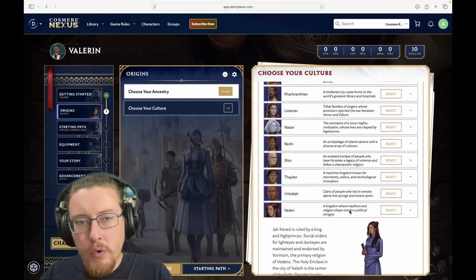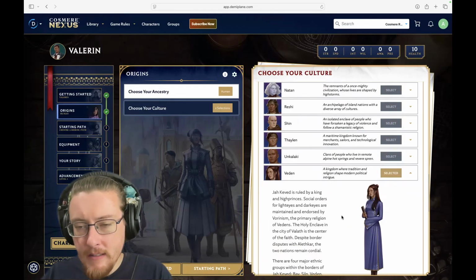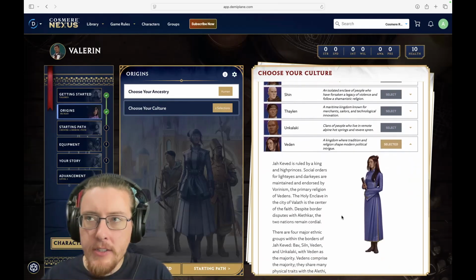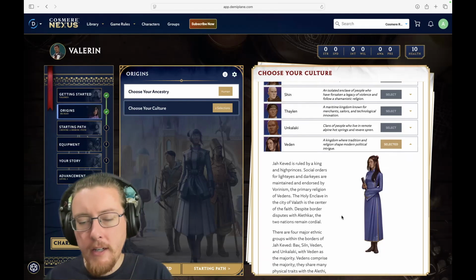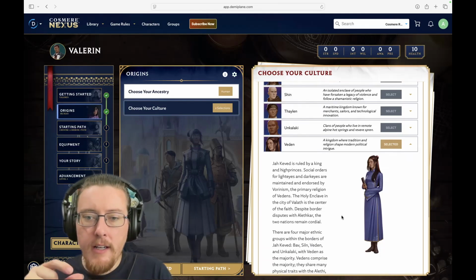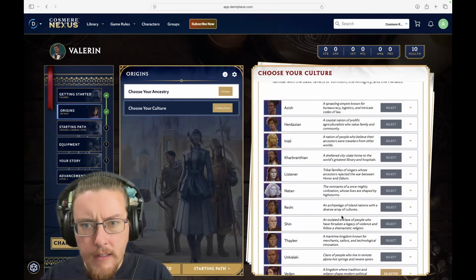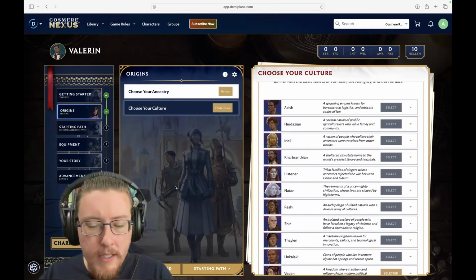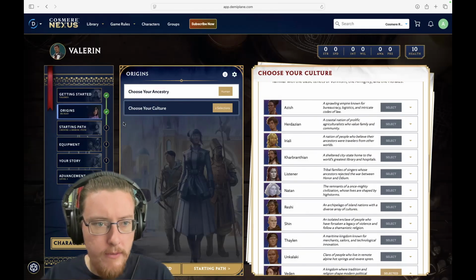I think for my personal interest, we're going to also select Veden. Maybe my character spent a lot of time right on the edge of the border of Alethkar and Vedenar. Maybe he spent time in both countries. Or perhaps his mother was from Vedenar, father was from Alethkar, or other way around.